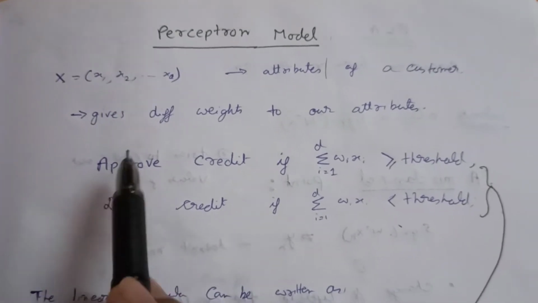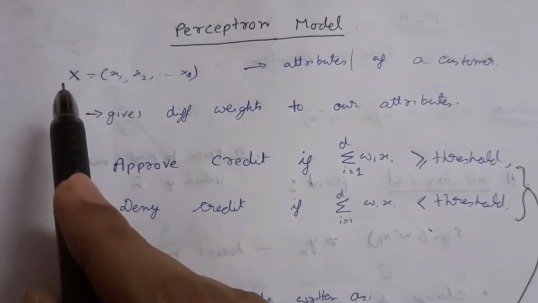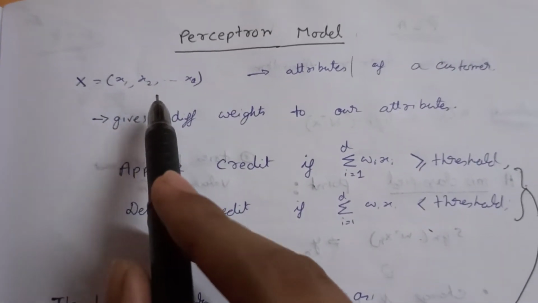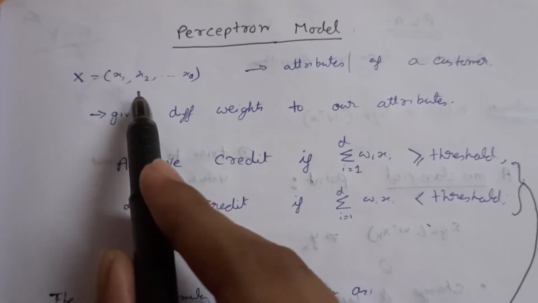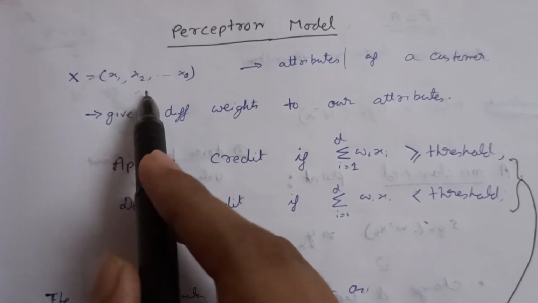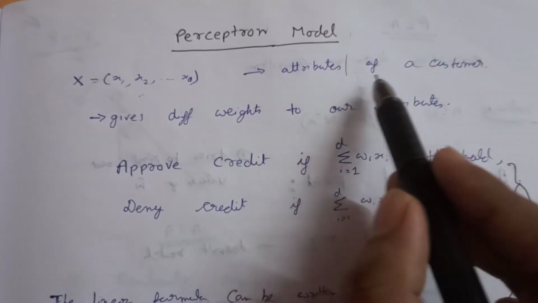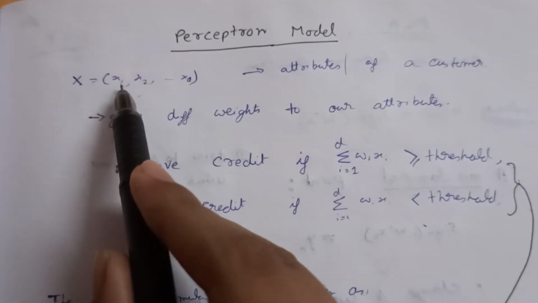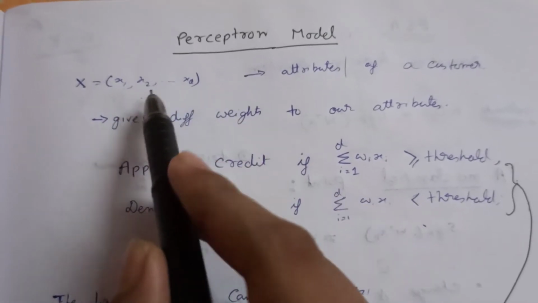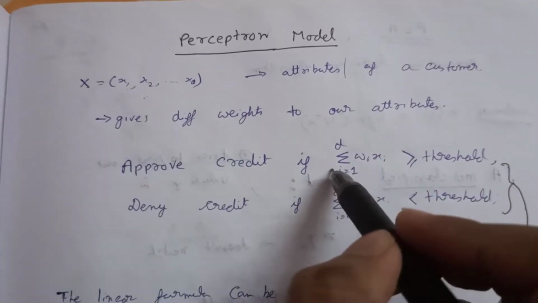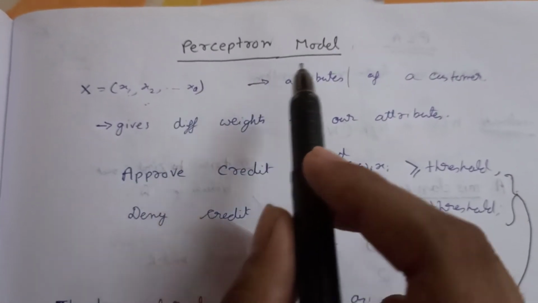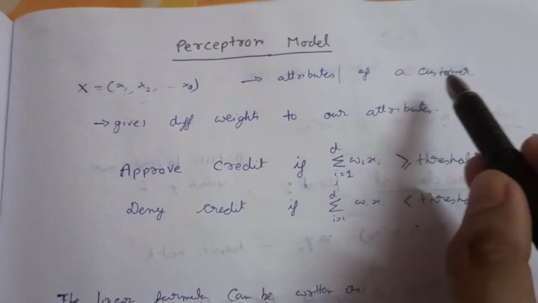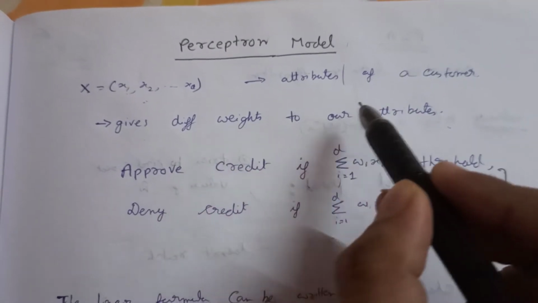So let's start. Here x, I have already told you that x is the input, that is the customer details, or we can also say that it is the training data, training sample. So the attributes of the customer. x is a set of vectors. x1, x2, x3, these are all vectors with different parameters. What the perceptron model does is that it gives different weights to our attributes.